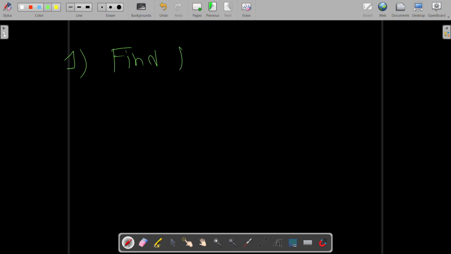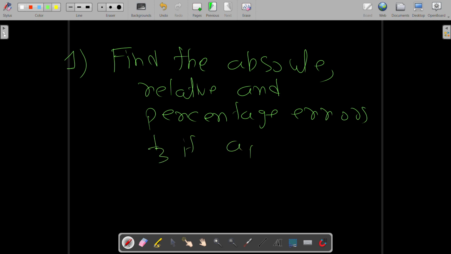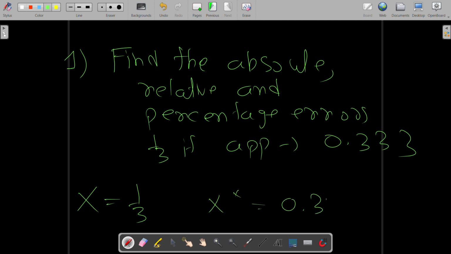Find the absolute, relative, and percentage errors of 1 by 3 if approximately taken as 0.333. Now we know the exact value is x equals 1 by 3. The approximate value is obviously 0.333.